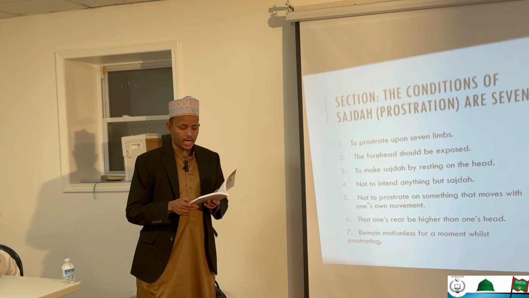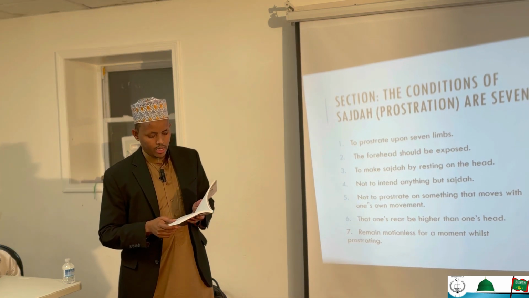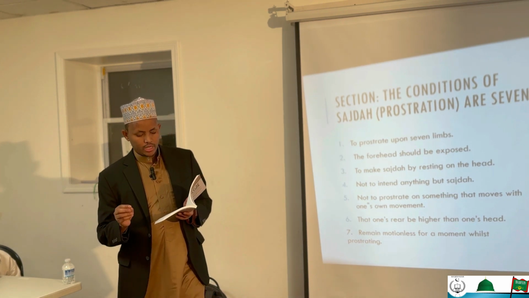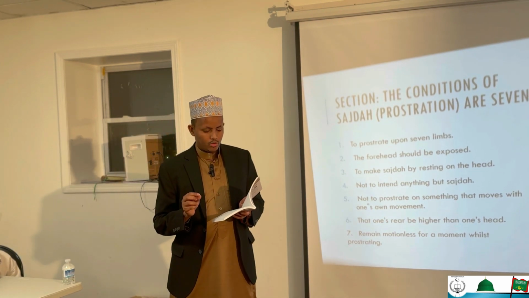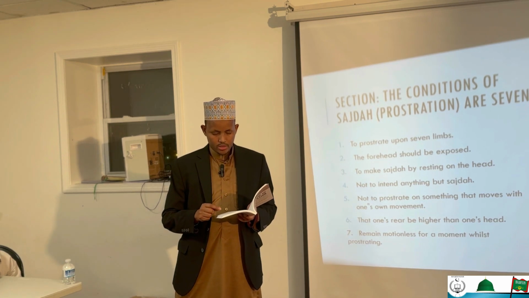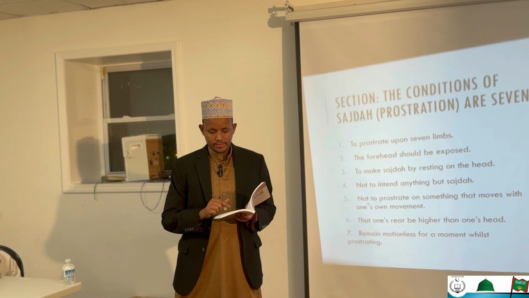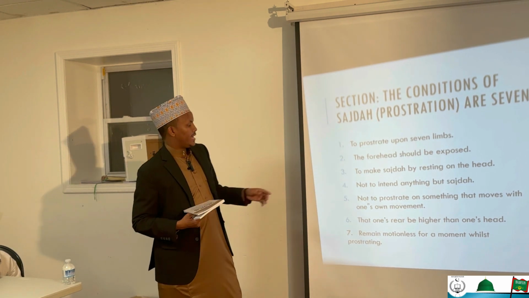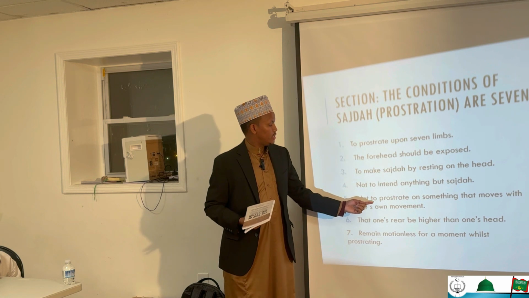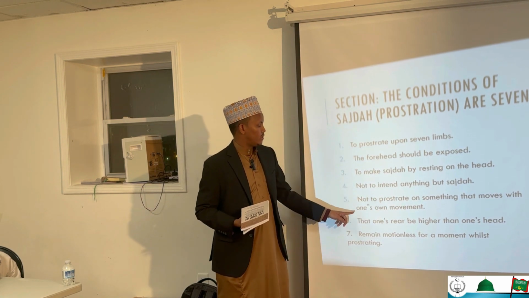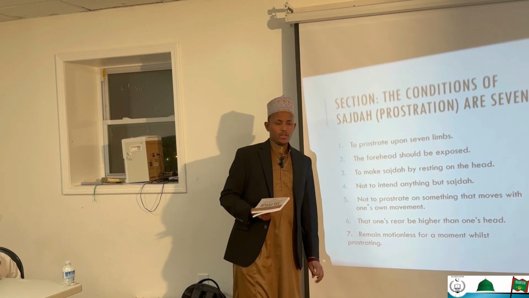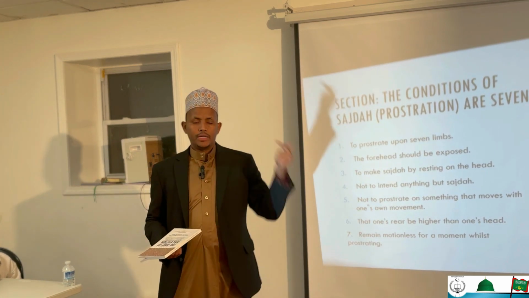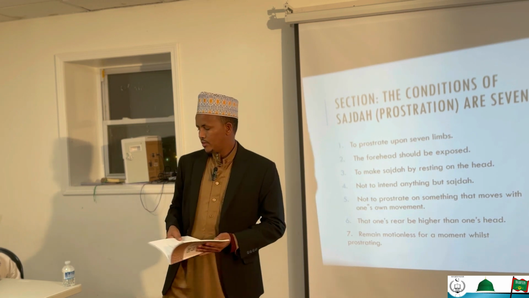Number 5, وألا يسجد على شيء يتحرك بحركته. So you see on your book it says 6 instead of 5. So that number is not right. Number 5 is not to prostrate on something that moves with one's own movement. So you should not prostrate upon something that will move with your movement. Okay, so let's understand this.